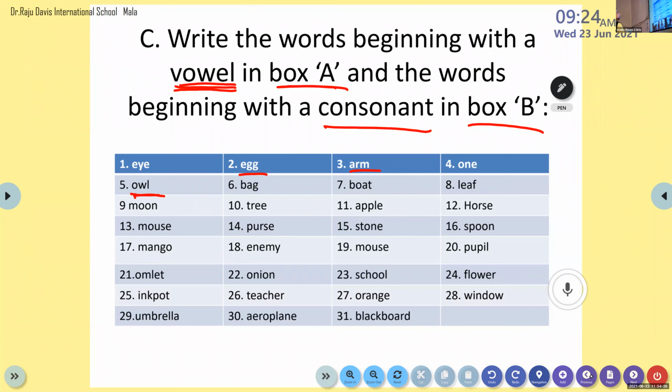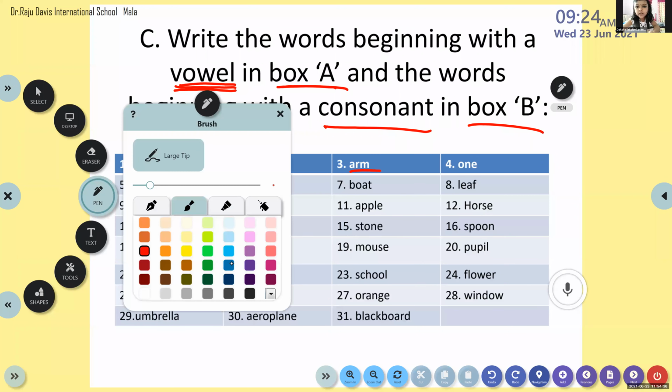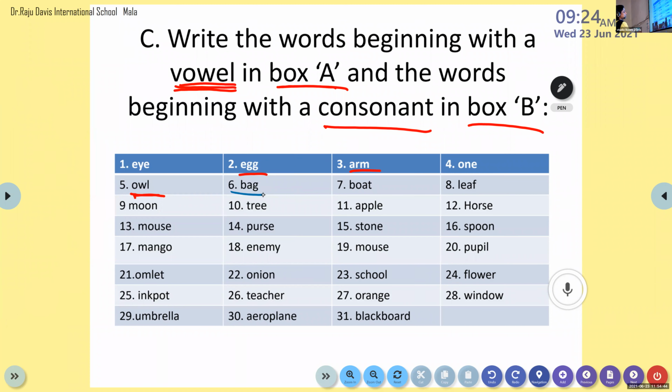Are you all ready? Now let's move on to the next word and let me call a girl. Daksha, come on, Daksha. Read the sixth word. Tree. Yes, tree. It's not tree, my dear. Sixth word. Bag. Bag. So in which box do we have to write? In B box. Very good.